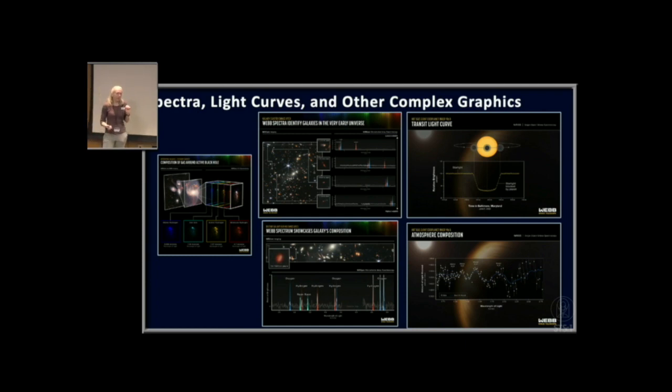What we have here, so images aren't the only thing we did. We did a lot of complex graphics. On this slide, I've got 5 different complex graphics. I'm not going to go into great detail, except to say that each one contains a combination of images, maps, graphs. They all are very rich in information.